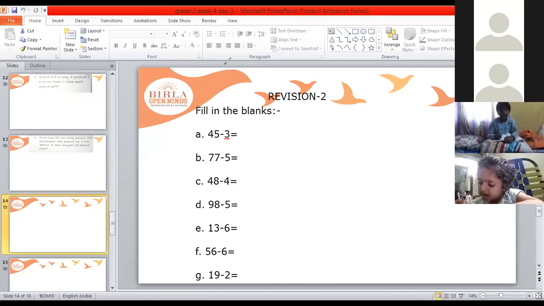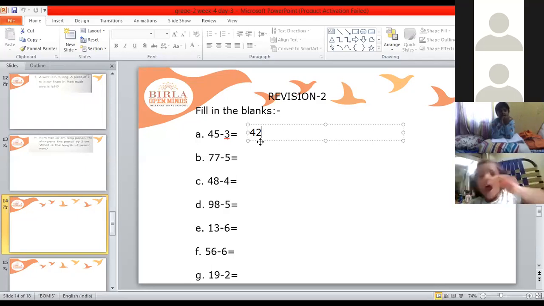Again, I'll repeat, after the minus sign the number is 3, so we'll go 3 steps backward. What comes just before 45? 44, then 43, and then 42. So the answer is 42. We will write 42 here. Okay.